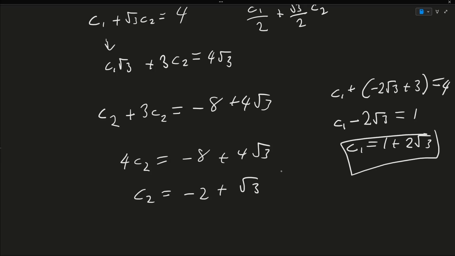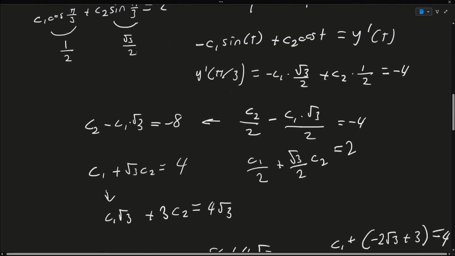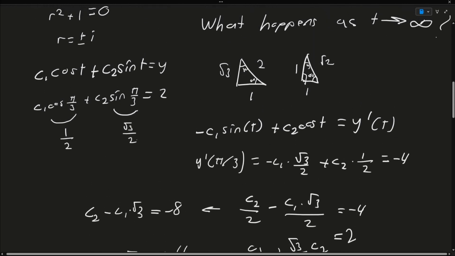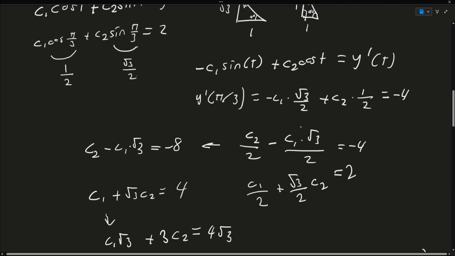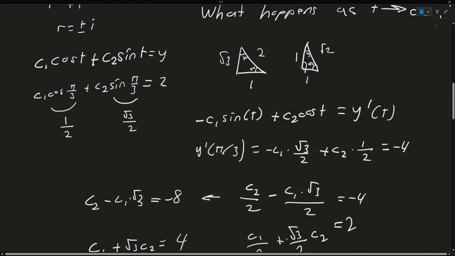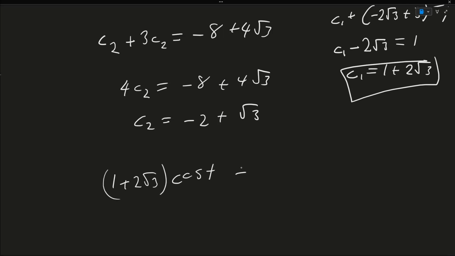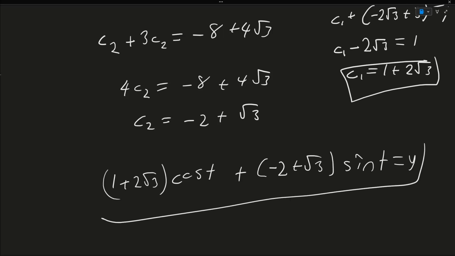Okay? And we know what c2 is. We know what c1 is. So now we can just rewrite the first equation for y to solve this differential equation. Our equation for y was c1 cosine of t plus c2 sine of t. So we will have 1 plus 2 root 3 cosine of t plus c2 sine of t. And this will be our particular solution for this differential equation.